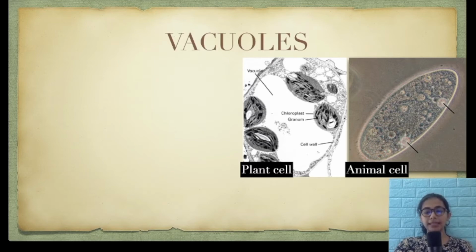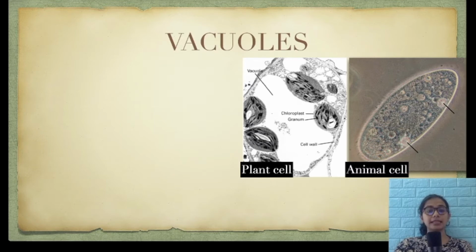The second picture is an animal cell, a paramecium, and in that you can see the two pointers pointing towards small vacuoles. These are contractile vacuoles because they contract, and their function is basically to ingest and store food, and when the digestion is over, they also help in excretion of the waste products. So you can see that they are small and more than one in animal cells.